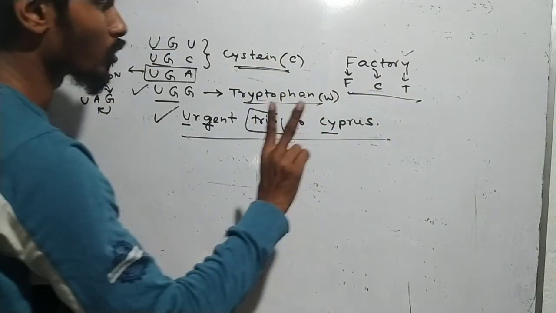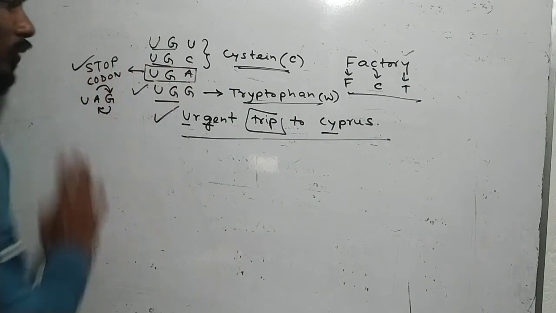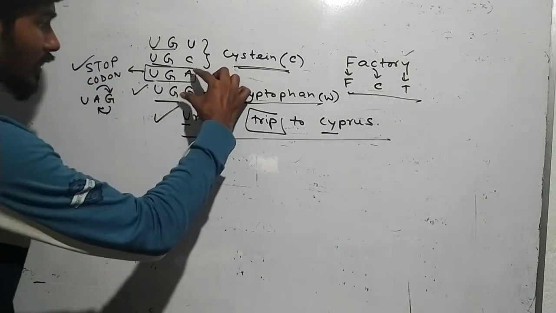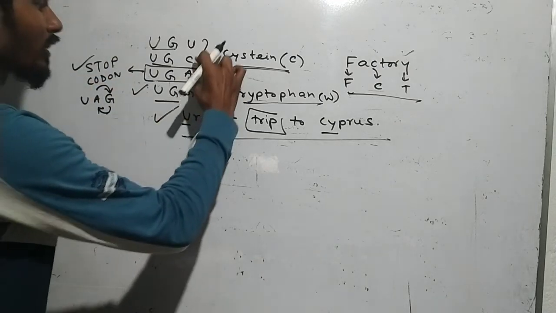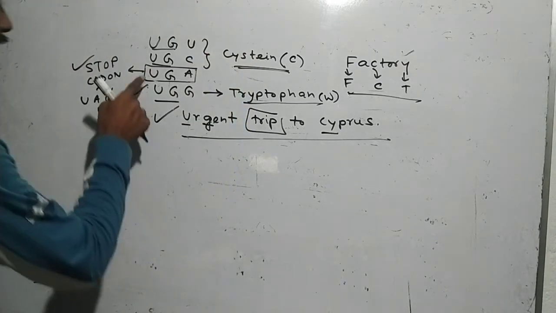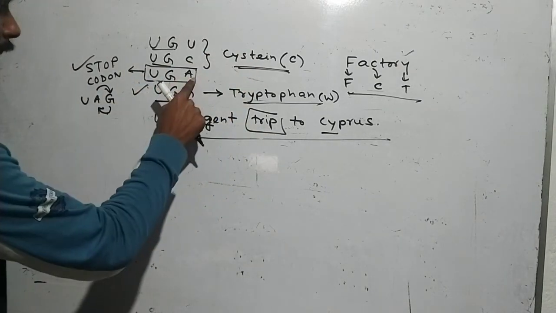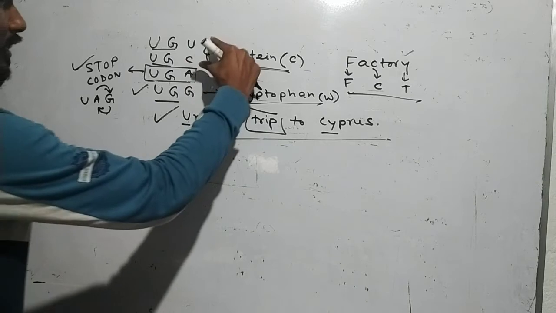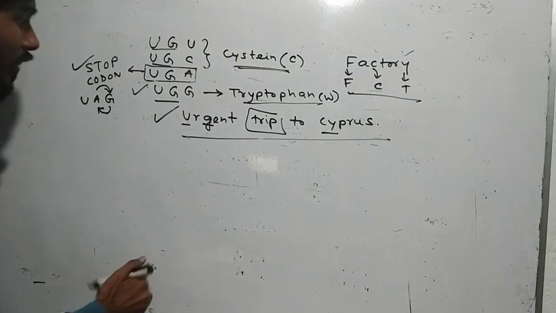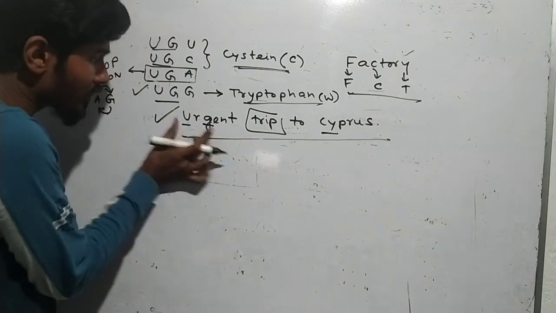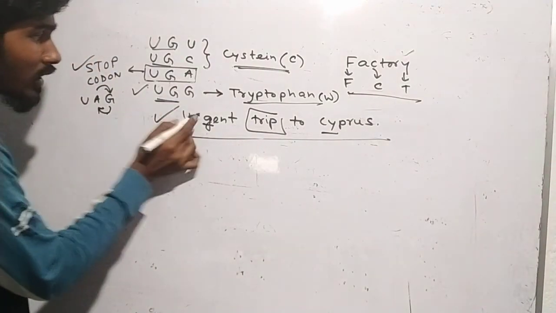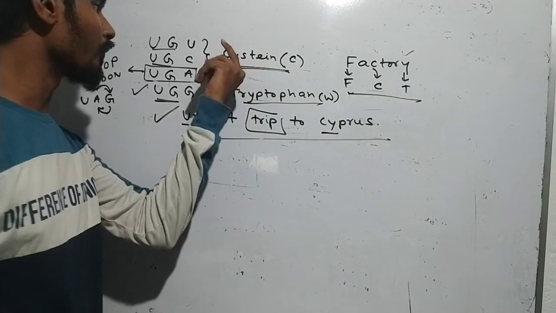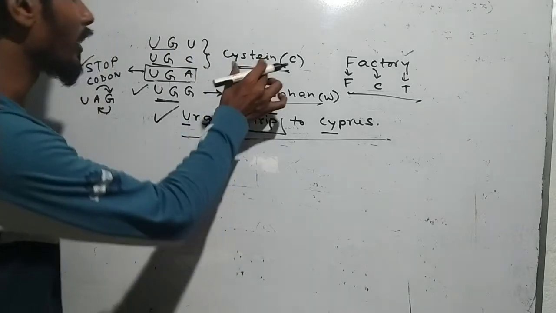and you know that UGA is a stop codon, so you will not fail to memorize that it is cysteine. As it is the stop codon, you will not go for this, and as it has two codons which encode it, it will be UGU and UGC. And you know very well that UG is for tryptophan, and after those two, the upper two codons, or the pair of codons, will encode for cysteine.